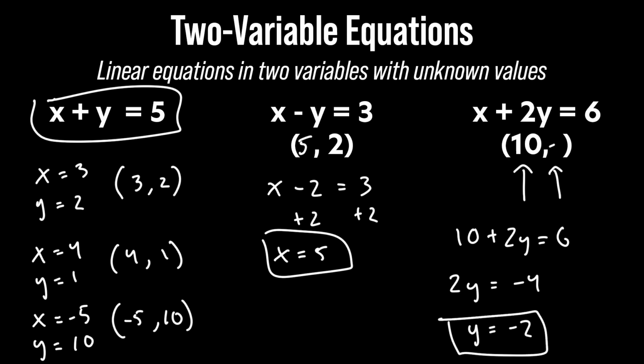And we can plug it in here. And our final answer will be 10, negative 2. We plug in 10 for x and negative 2 for y, and we get 10 minus 4 is equal to 6. And that's true. So that's how we know that's the answer.